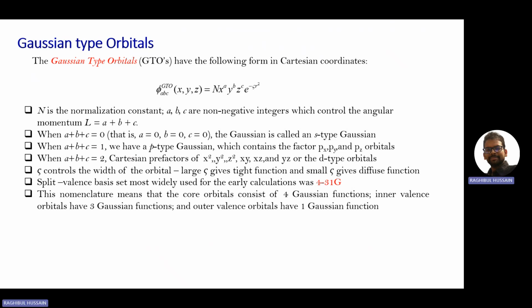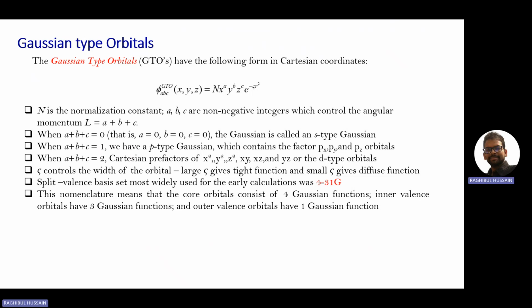So there are certain functions defined by a plus b plus c. If it is 0, you have an s-type Gaussian. If it is 1, we have a p-type Gaussian, so it has px, py, pz orbitals. And if it is 2, we have d-type orbitals. This particular parameter controls the width of the orbital. Large values of this give a tight function and small values give a diffuse function.